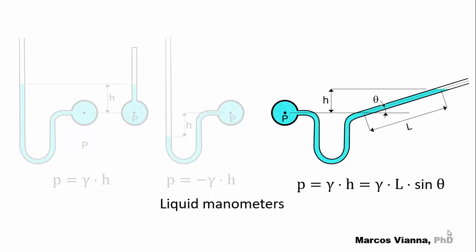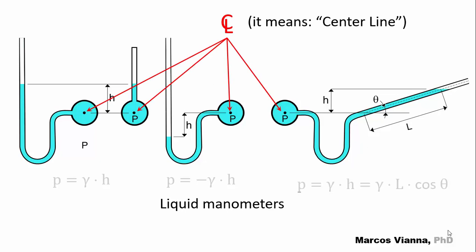There are cases in which the pressure is too small, so the height is difficult to be measured. So, the transparent tube is inclined, and we read L instead of H. The pressure will be P equals gamma H equals gamma L sin theta. It's important to know the pressure inside the pipe is always taken with respect to the x-axis.